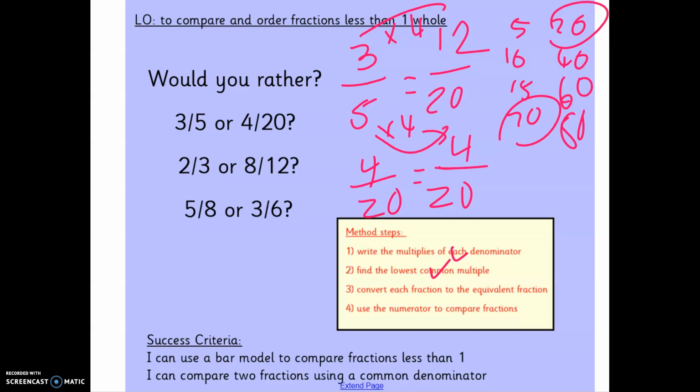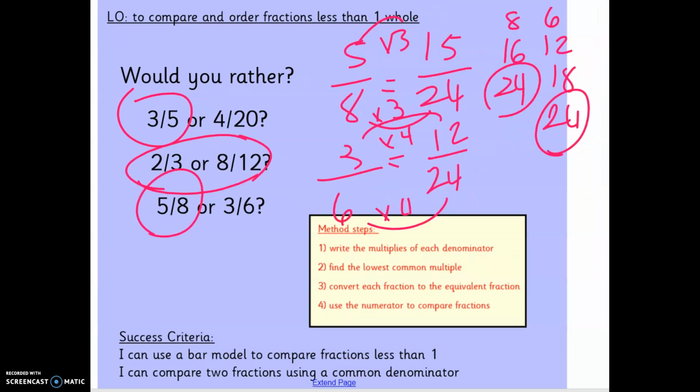So I've got, would you rather have 12 20ths or 4 20ths? And I'm sure you'll agree with me that I would rather have 12 20ths, so in that fraction I want 3/5. Go and do 2/3 and 8/12 and 5/8 or 3/6 now, and then come back for the answers.